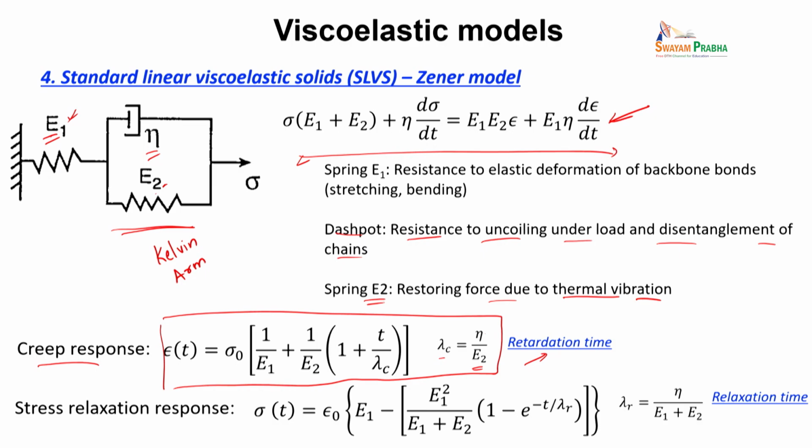How many parameters are there in this model to characterize it? How many parameters do you have to specify? 3? Yes, 2 springs and 1 viscosity. So, this is called a 3 parameter model. How many parameters are there in the Maxwell model?